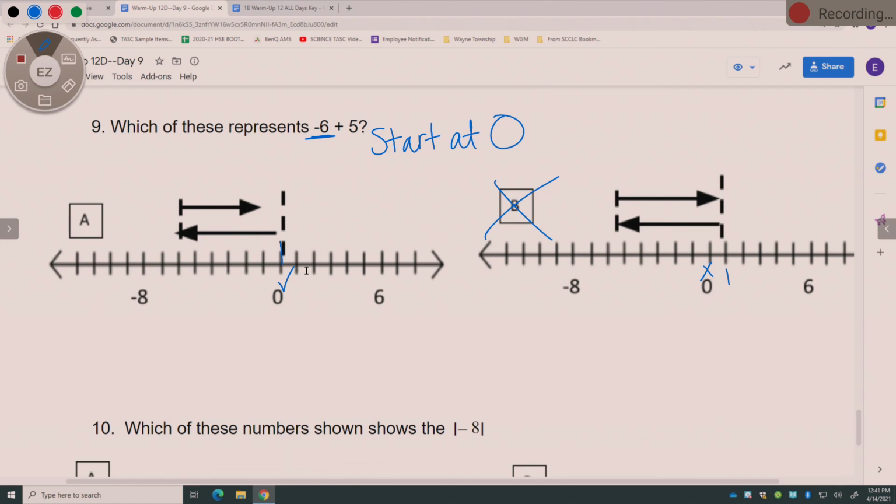-6 means I start at 0 and I go 6 to the left. Yep. Then plus 5, a positive 5, means that I go 5 to the right, which drops me at -1. And that is the answer to -6 plus 5. So A is the right answer.